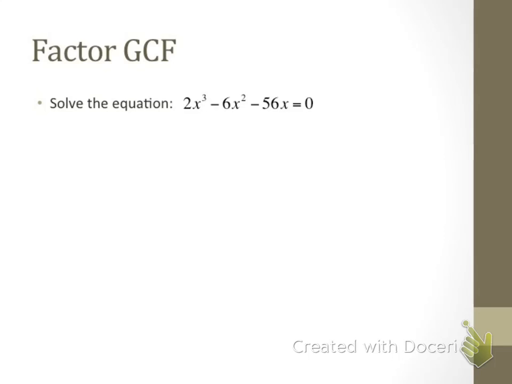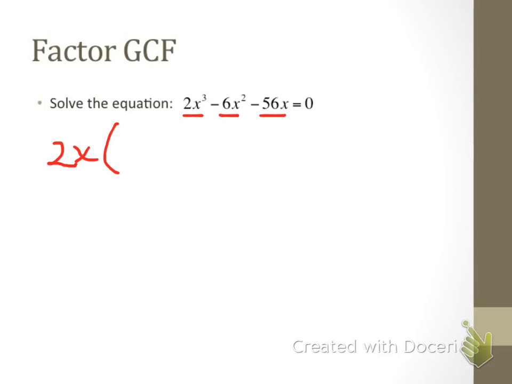In this case, we're trying to solve the equation 2x cubed minus 6x squared minus 56x equals 0. Now as you look at this, you want to look at each of your terms to see if there is a common monomial factor that 2x cubed, negative 6x squared, and negative 56x all have in common. And hopefully you realize that 2 and x are common factors in all three terms.